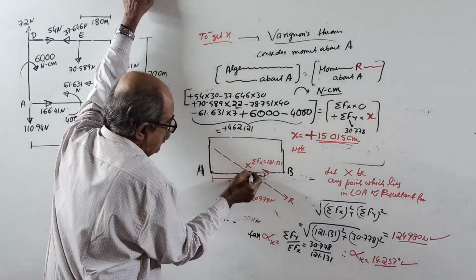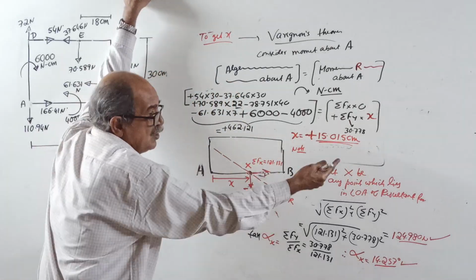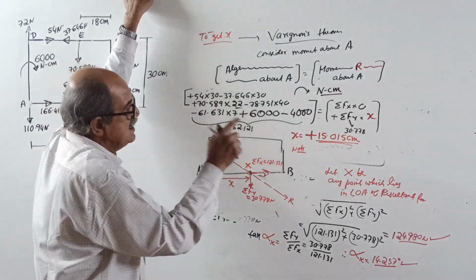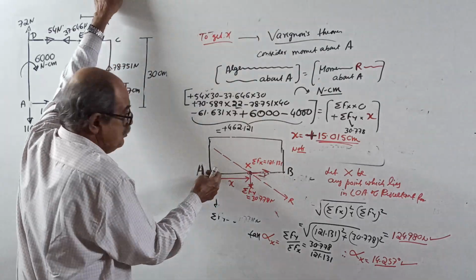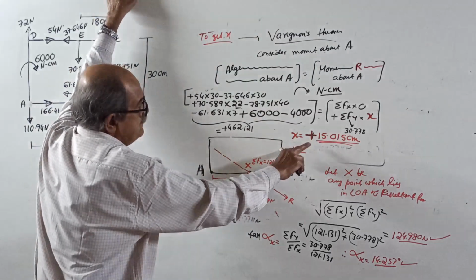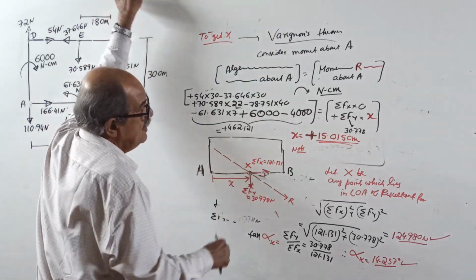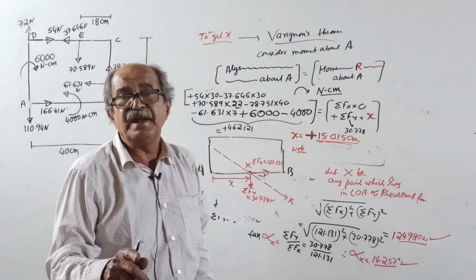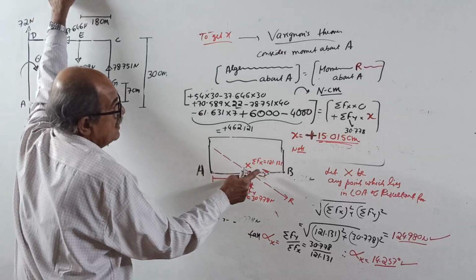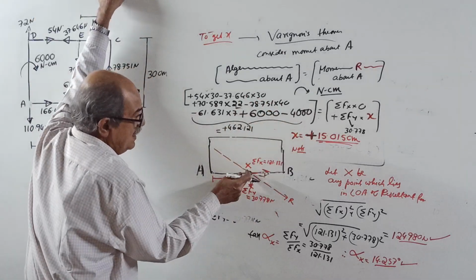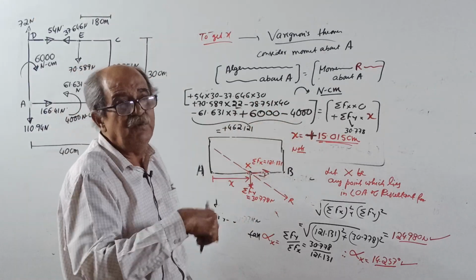Now, one note: we considered the point x to the right of A, and the answer came plus, which means it is correct. Last time negative came, so we went to the left side. This time we considered x to the right of A, the answer came plus, so it is correct. A to B is 40 centimeter. It came less than 40, so it will be really after A, before B.